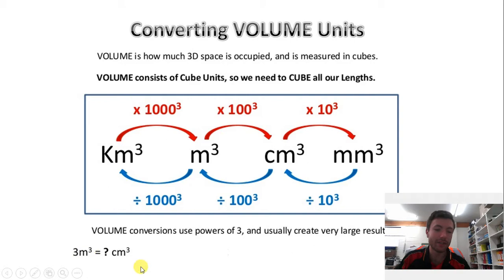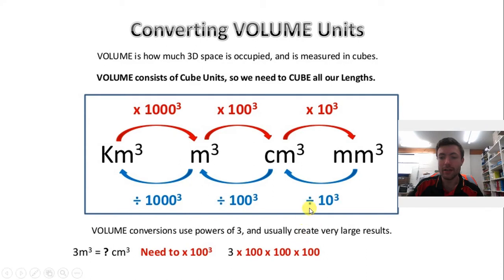We've got 3 meters cubed, and we want to put it into centimeters cubed. So we're at meters cubed, we're going to centimeters, so it's times by 100 cubed. So it needs times by 100 cubed. And then it's 3 times 100 times 100 times 100, because there's 3 of them. And then you can put that in your calculator, and you should get 3 million centimeters cubed.